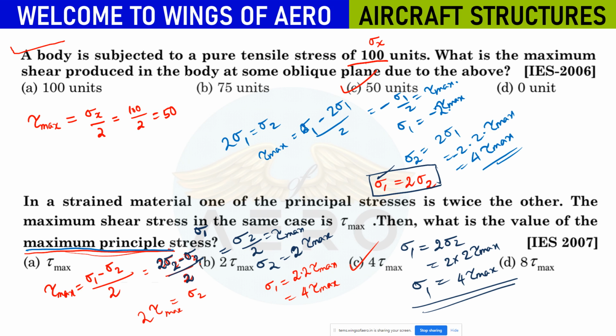So here the main thing they ask is the maximum value. Which one will give the maximum value? And what is the maximum value? So sigma 2 is giving the maximum value, so that is 4 tau max. You got the point? Okay, ma'am.